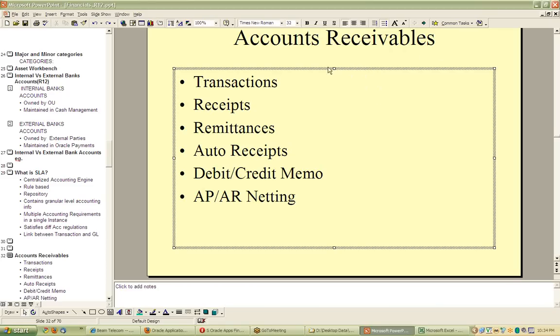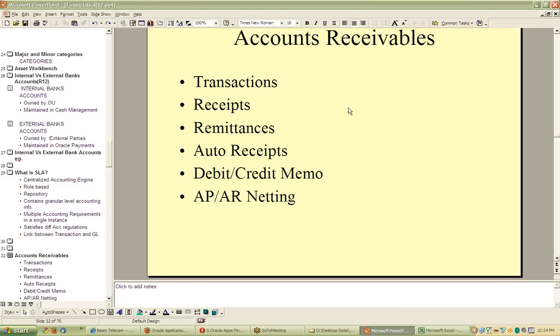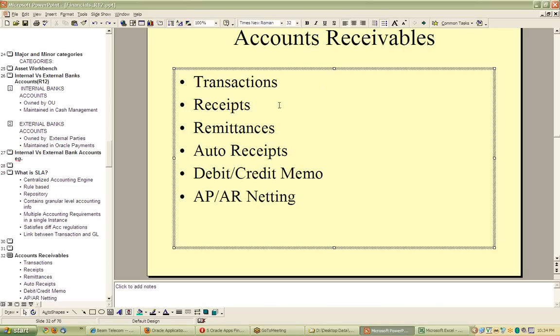Four papers. Okay, fine. So in receivables, you have a transaction, basically nothing but a sale invoice, then a receipt. Let's say you receive a check from a customer, so you create a receipt for that. Then when you remit it, you have remittances, and they get cleared from your bank account. This is the manual process. Then you also have automatic receipts. You know what automatic receipts are?